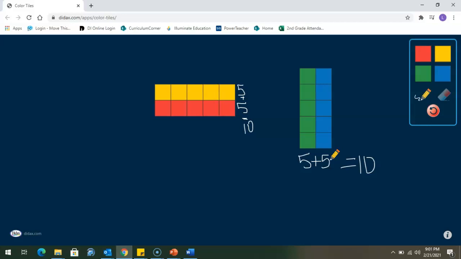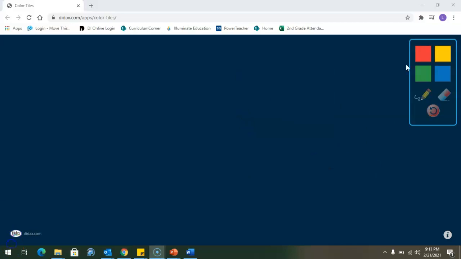Great thinking. So is this shape also a rectangle? Yes, boys and girls. Great job. Now we are gonna create a new array. So we are going to organize our tiles into 5 rows of 3. 5 rows of 3. Here we go.